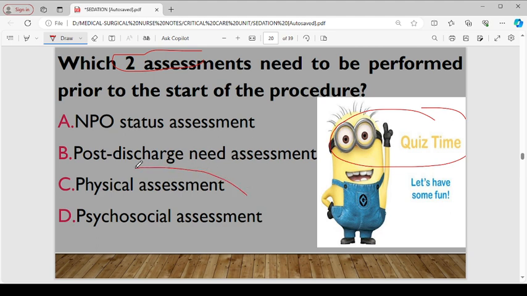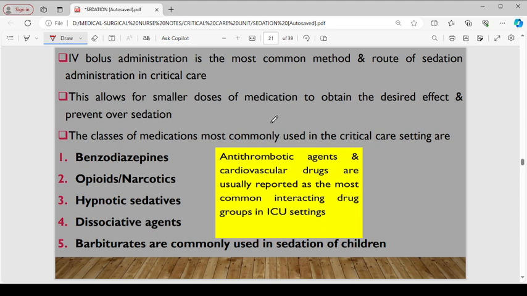We're looking at physical assessment that will help us identify the site that has been marked, all right? And that will be so key, okay? And also NPO status should be determined so that we are able to know which kind of patient we are dealing with, okay? So A and C in this case were the right answers.